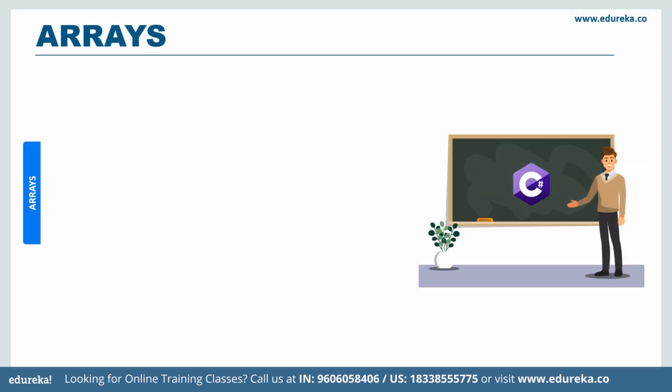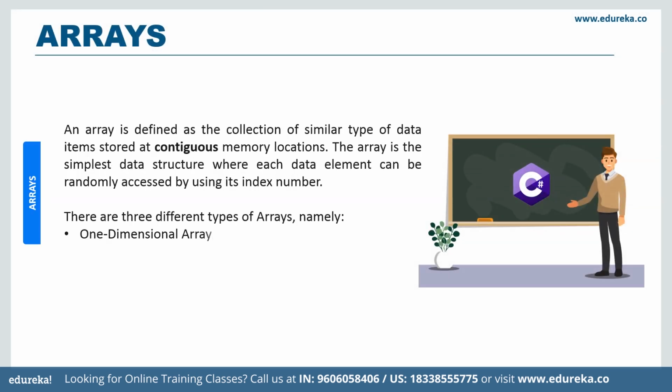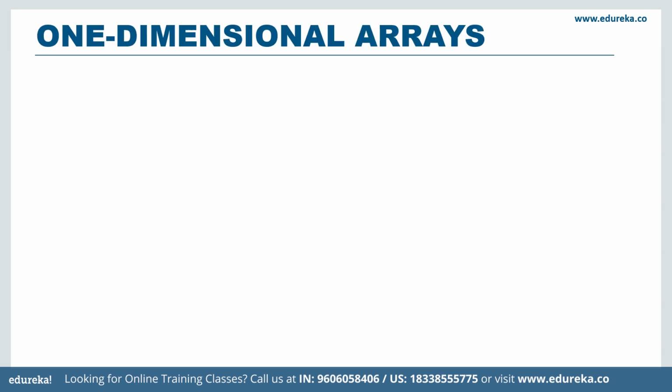An array is defined as a collection of similar type of data items stored in a continuous memory location. The array is the simplest data structure where each data element can be randomly accessed by using the index number. There are three different types of arrays, namely one-dimensional array, two-dimensional array, and multi-dimensional array. Now, let us understand each one of them in a much more detailed way.